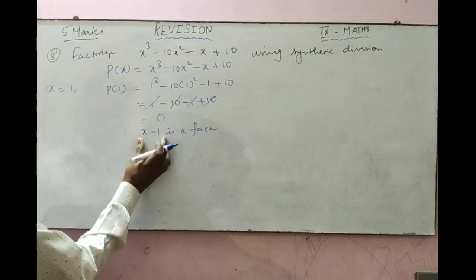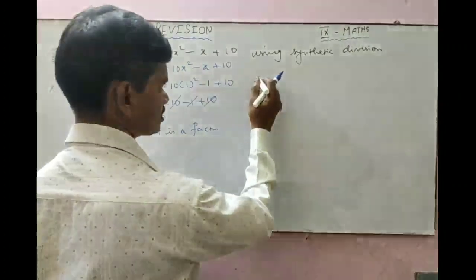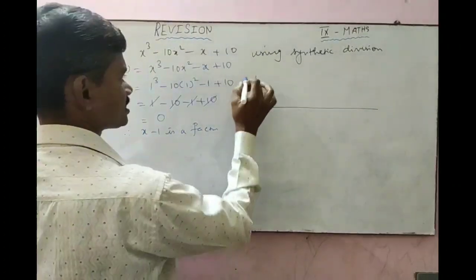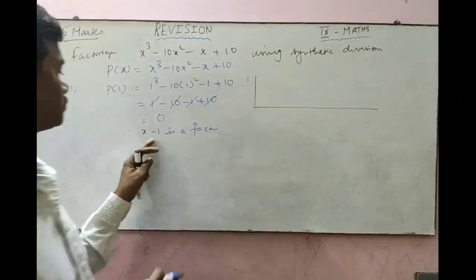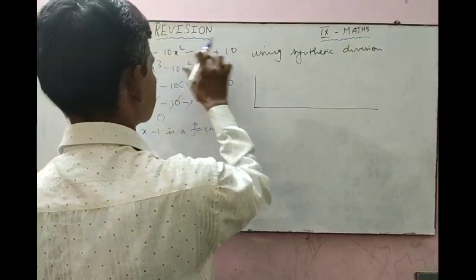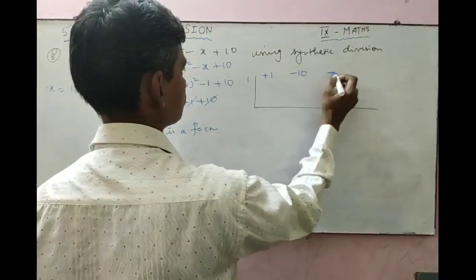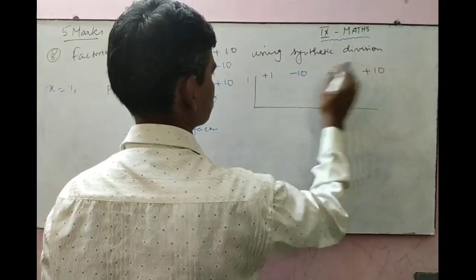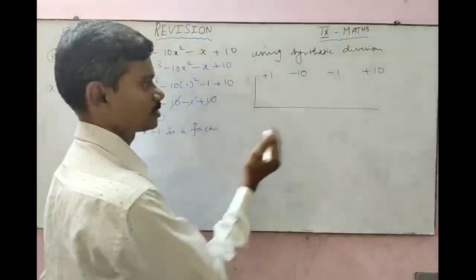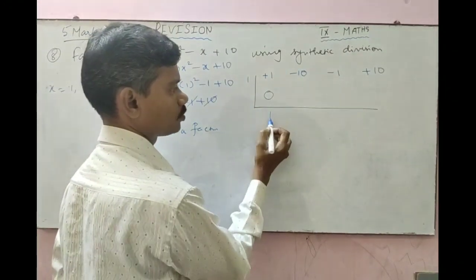Since x minus 1 is a factor, now I am going to divide this polynomial using synthetic division with 1 as the factor. We take x is equal to 1. Here we take the coefficients. What are the coefficients? Plus 1 minus 10 minus 1 plus 10. Like the synthetic division I taught in the 2 mark questions. First 0, you have to put the 0. 1 plus 0 gives 1.